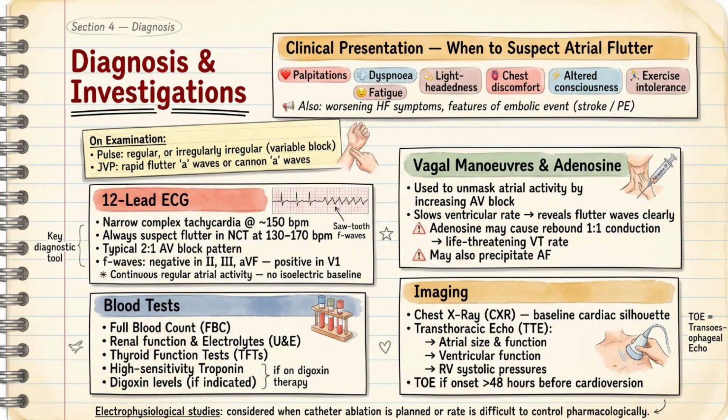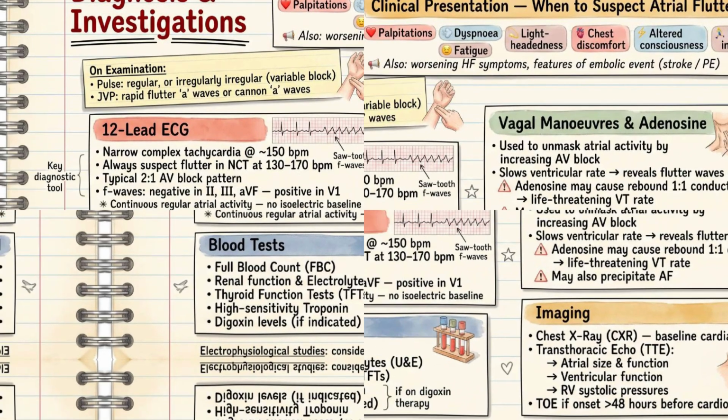For investigations, the 12-lead ECG is your gold standard. If the 2-to-1 block is so tight that you can't see the flutter waves, you can use adenosine or a vagal maneuver to temporarily slow the gate at the AV node. This unmasks the sawtooth waves. A word of caution: always have a defibrillator nearby when using adenosine, as it can occasionally trigger a rebound increase in conduction or even AFib.